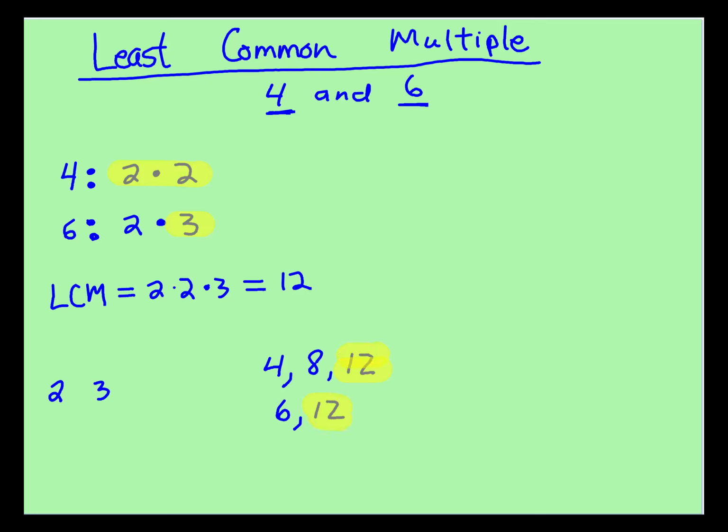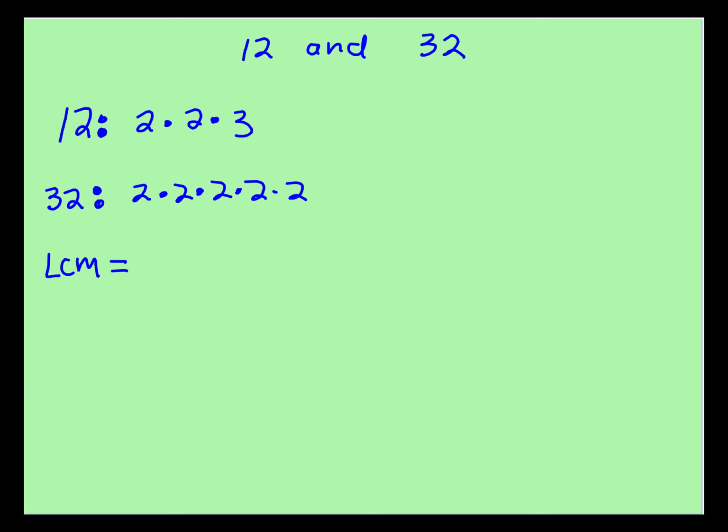But listing multiples this way can get really annoying if you have big numbers. But listing prime factorizations and then highlighting is easier, so let's do one more. We're going to do 12 and 32. I already listed the prime factorization of 12: 2 times 2 is 4, times 3 is 12. 32: 2 times 2 is 4, times 2 is 8, times 2 is 16, times 2 is 32.